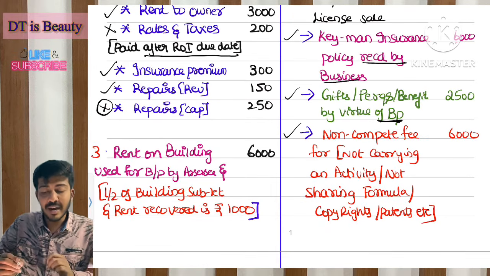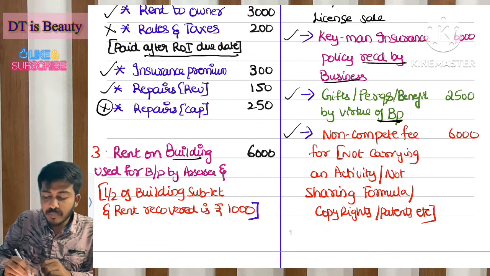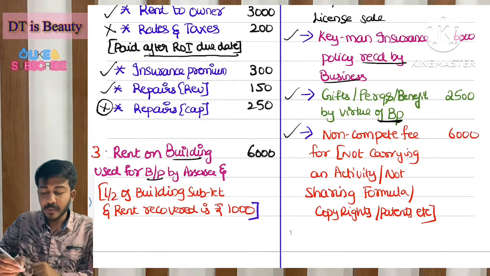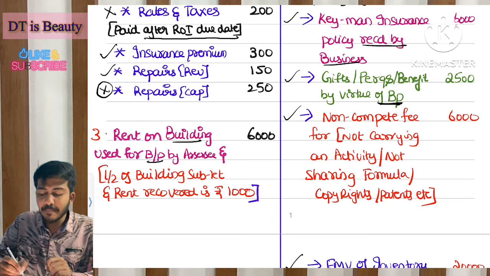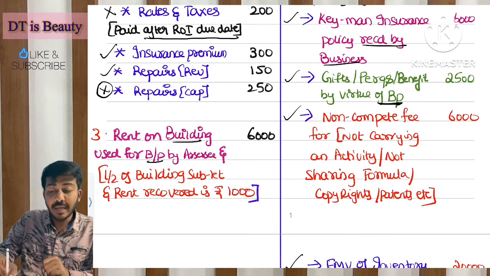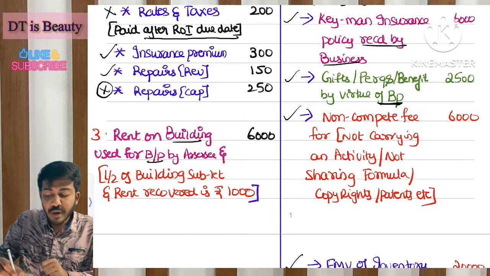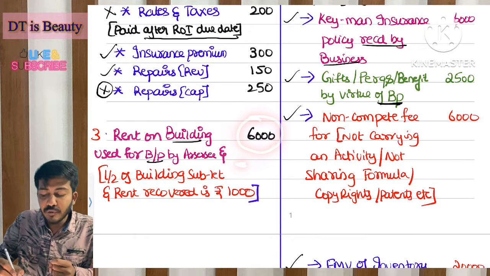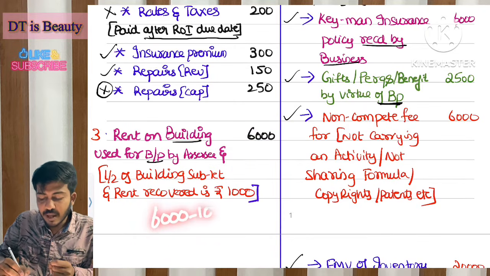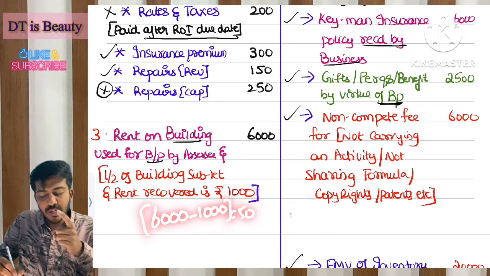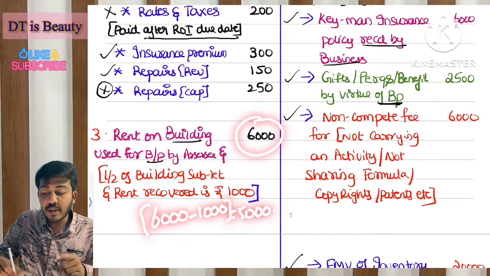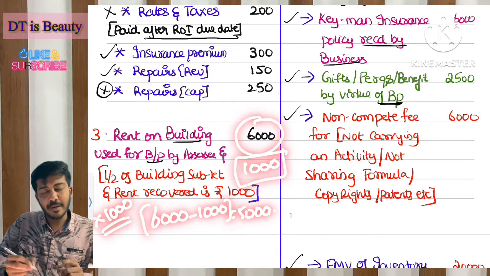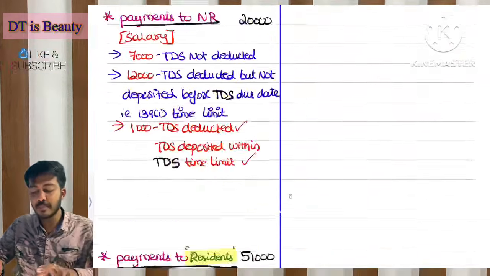Now last one about the rent: rent on building used for business or profession by the assessee, and half of the building sublet and rent recovered is 1000. Income tax law section 30 says that if you have paid any rent and if you have recovered any rent by subletting it, then you will have to take a deduction as 6000 minus 1000, which is 5000, as your actual expense, right? But they took 6000, which means they took 1000 rupees extra, which should be added back to the net profit. Let us go and see the answer about this rent points alone.